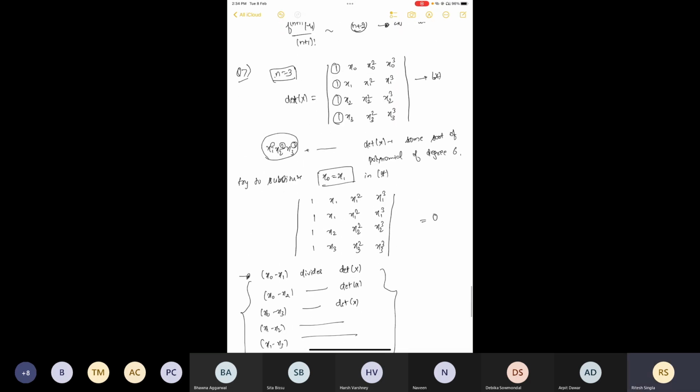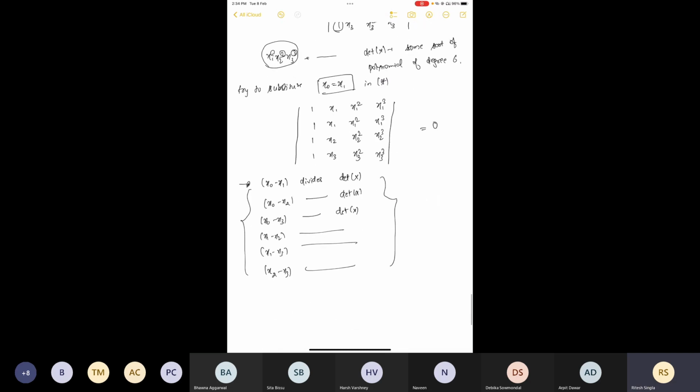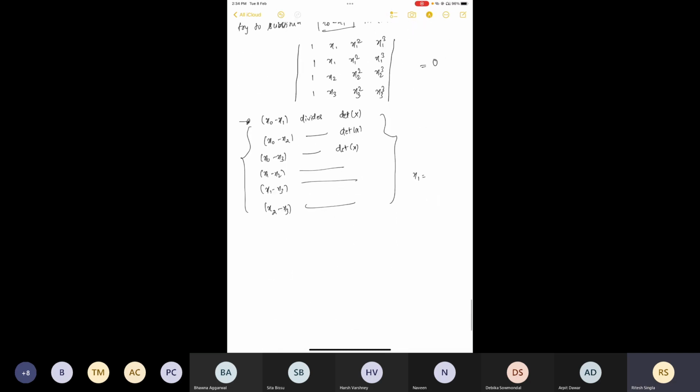See, instead of x0, x1, x2, x3, for the time being, say I give you x1 equal to 1, x2 equal to 2, x3 equal to 3, and x0 equal to x. Probably that can help you out. So then it will be 1, x, x square, x cube; 1, 2, 4, 8; 1, 3, 9, 27; and 1, 4, 16, 64, right?